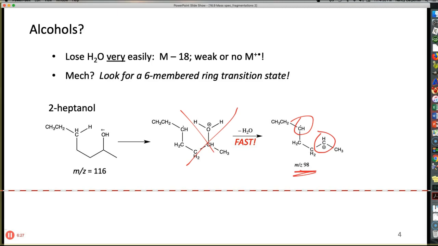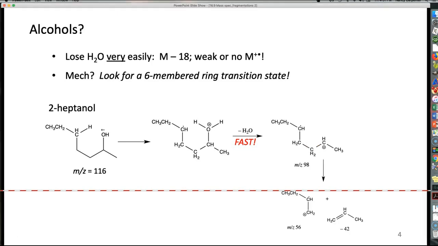But it turns out that even this fragment at mass to charge 98 falls apart pretty quickly, because neutral stable molecules that look like this alkene, wow, that's super stable. I mean, it's not a radical, it's not a cation, it's just a normal molecule. So that last fragmentation also takes place really readily. And so I may see a little bit of a fragment ion at 98, but I should see a more substantial fragment ion at 56.